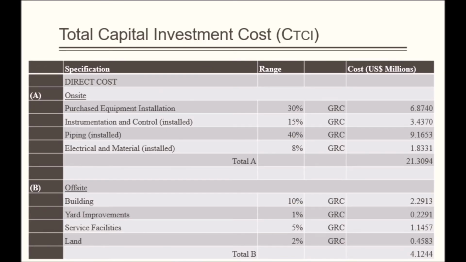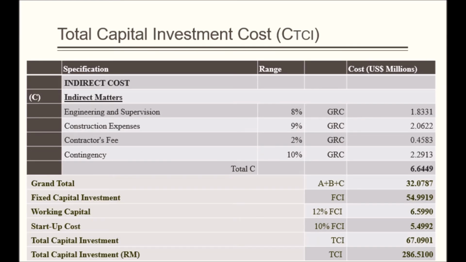Now, we proceed to the calculation of direct and indirect costs. Direct costs can be further categorized into on-site matters such as purchased equipment installation and off-site matters such as service facilities. On the other hand, indirect costs only consist of indirect matters, for example, construction expenses. By summing up these two categories of costs, it is about 32 million. After adding the GRC calculated, it becomes 54.9 million, which is called fixed capital investment. Finally, the total capital investment is about 67 million after adding the cost of working capital and startup.